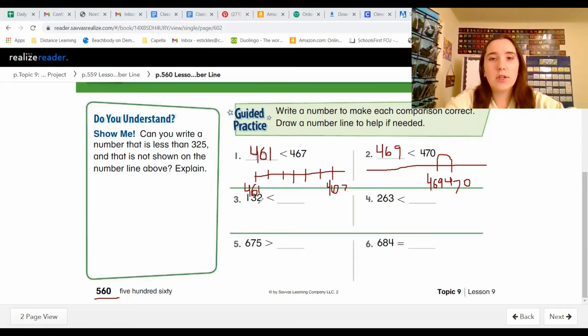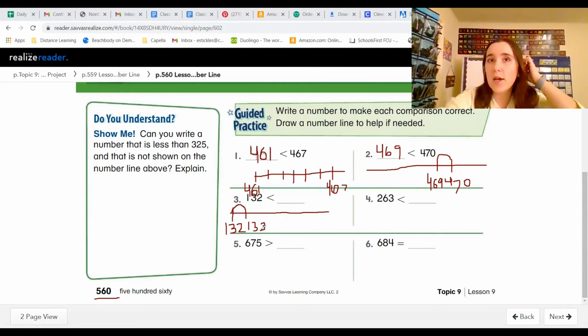What about number 3? It says 132 is less than some number. So let's draw a quick number line here. Now, we are starting with the smaller number this time. So I'm going to put my 132 down here at this end, which I call the lesser end, the smaller end. And then if we count on, we can find a number that is greater than 132 to go in our opening. So 1 more than 132 would be 133.